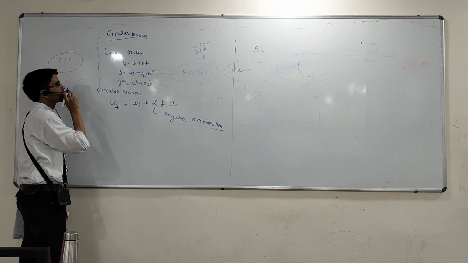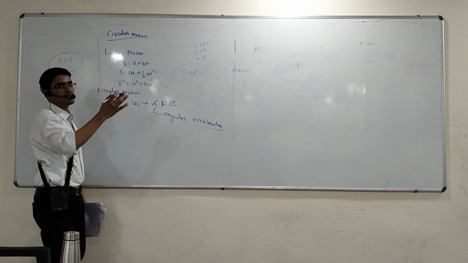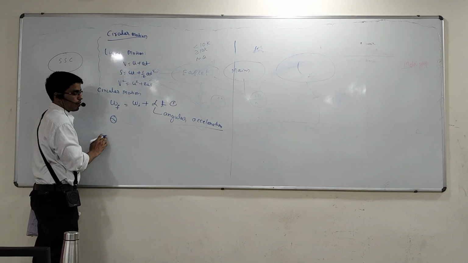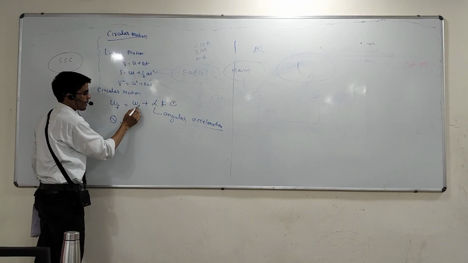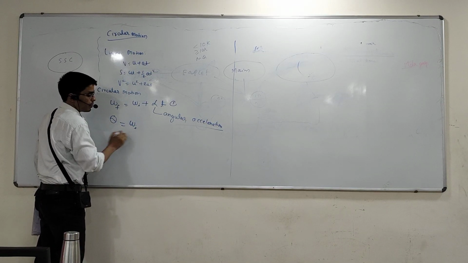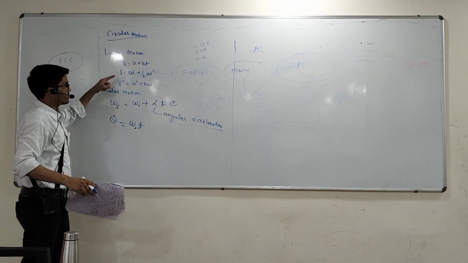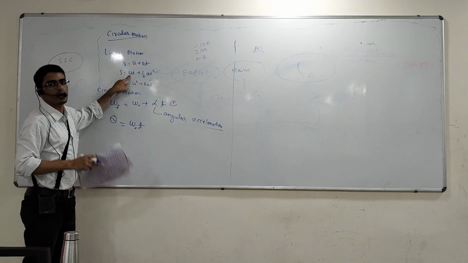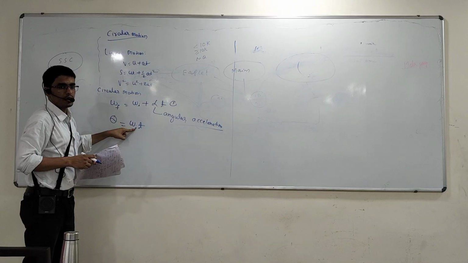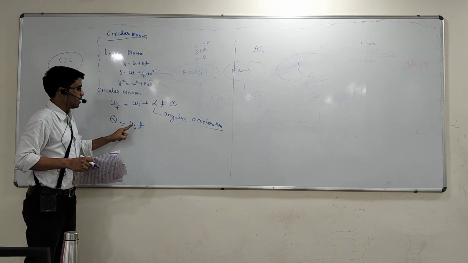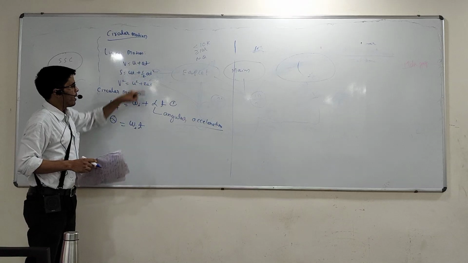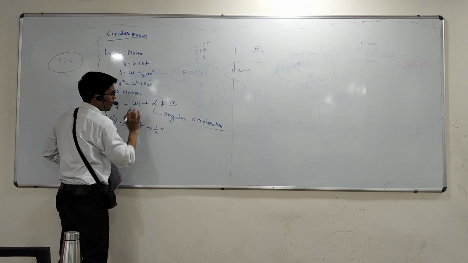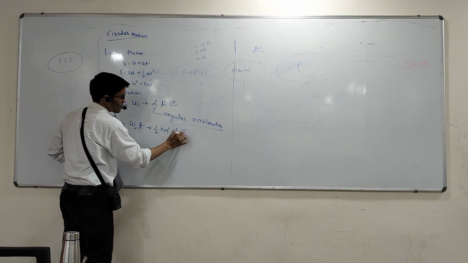Next, what is s? s is linear displacement. Here I will write angular displacement, called theta, equals omega initial t, where u is initial velocity and omega initial is initial angular velocity. Then half, 1 by 2, and in place of a we write alpha, into t square. That is the second equation.